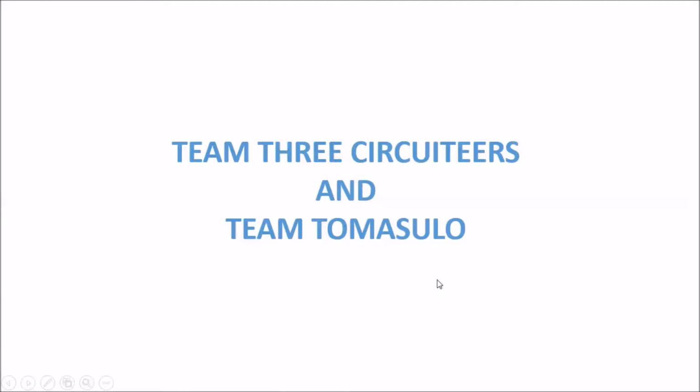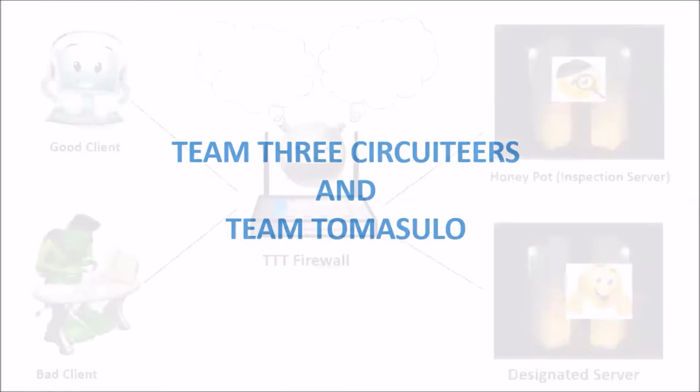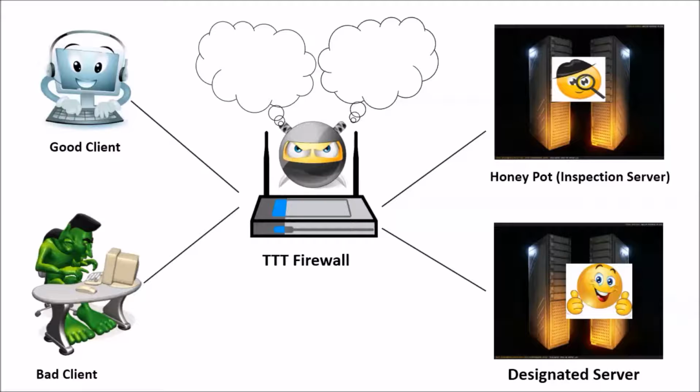Now let's see how our hardware firewall works in the network system. We have a setup in which there is a good client, there is a bad client, there is a honeypot server and a designated server. Our firewall sits in between them.